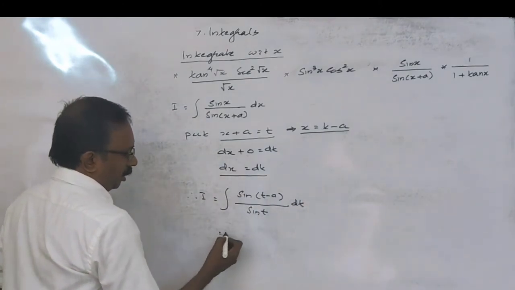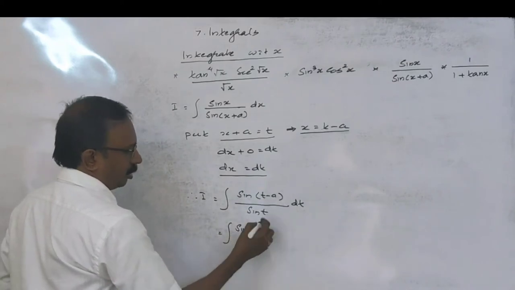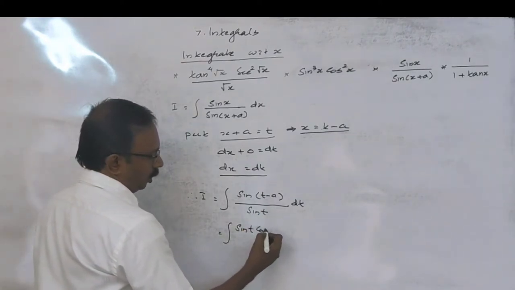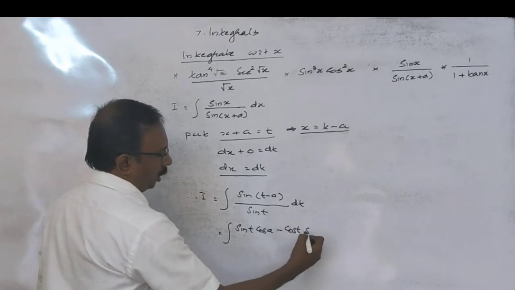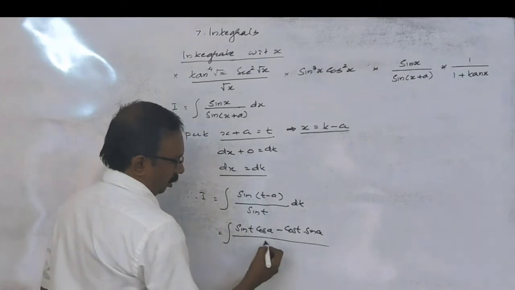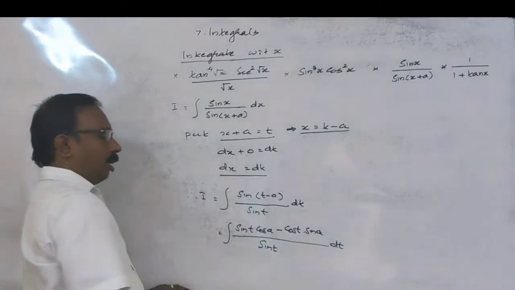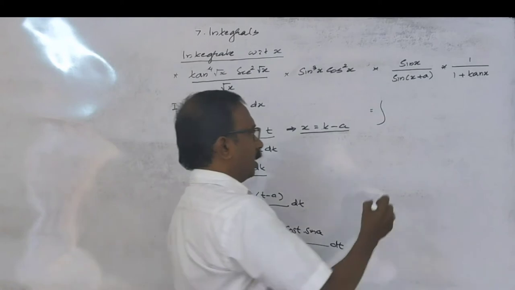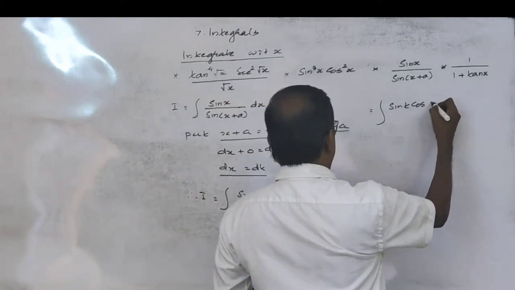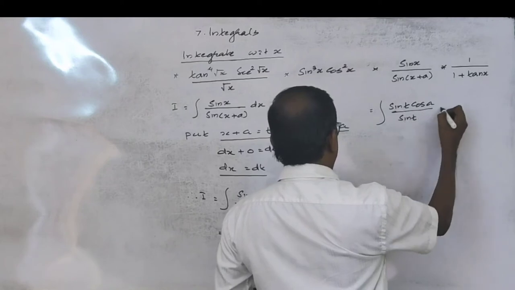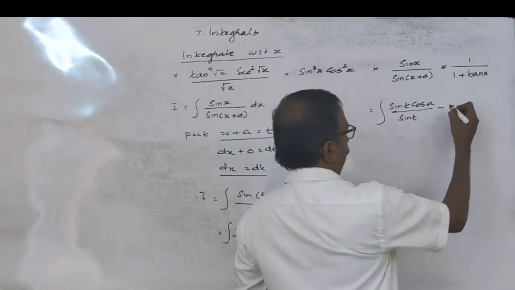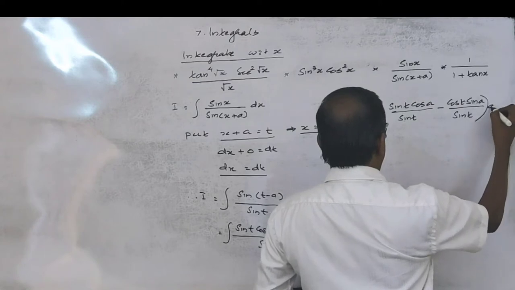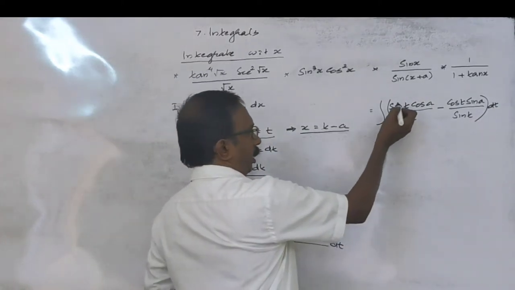Now, the numerator is in a standard form: sin(x minus y) is sin x into cos y minus cos x into sin y. So sin t into cos a minus cos t into sin a, divided by sin t, into dt. Therefore, the integral of sin t cos a by sin t minus cos t sin a by sin t, into dt.